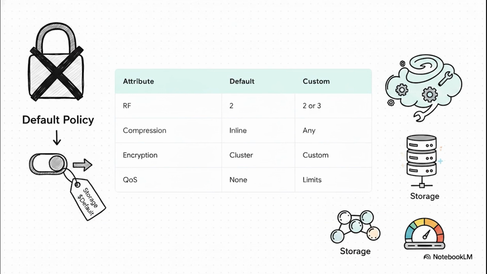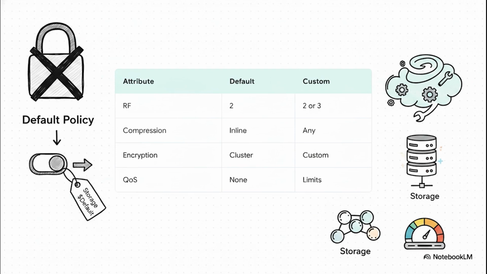Now, let's contrast the rigid baseline of that default policy against the flexibility of a custom policy. These exact values are highly testable. Notice the specifics here. The default policy automatically sets the replication factor to 2, compression is set to inline, and encryption is set to inherit from cluster. But, and this is a big but, notice that it does not set any quality of service values, 0. Why is that? Because QoS is incredibly workload specific. It really shouldn't be blanket applied across a general default tier because doing so could artificially bottleneck your standard VMs.